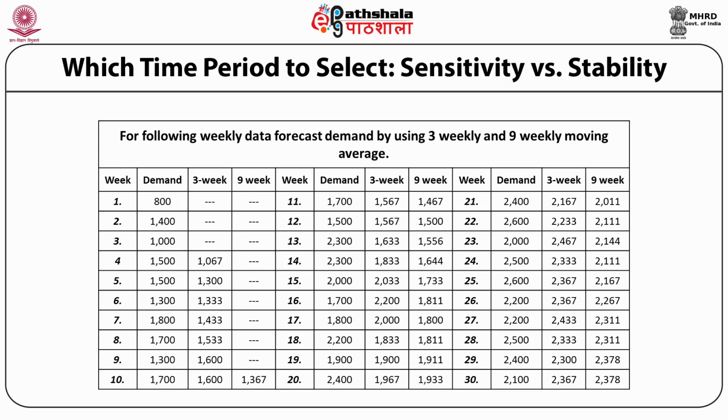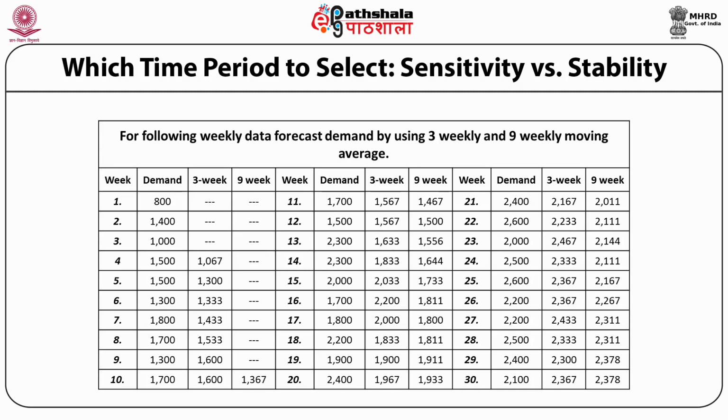Next, the step is to calculate forecasted demand by using 9 weekly data. This has been done by taking the actual demand data for the first 9 weeks and calculating its average. The average would indicate the forecasted demand for the 10th week. The 10th week demand came out to be 1367 units. The 11th week demand by using 9 weekly simple moving average came out to be 1467 units. The process was repeated and the demand for all the weeks by using 9 weekly past data has been calculated.